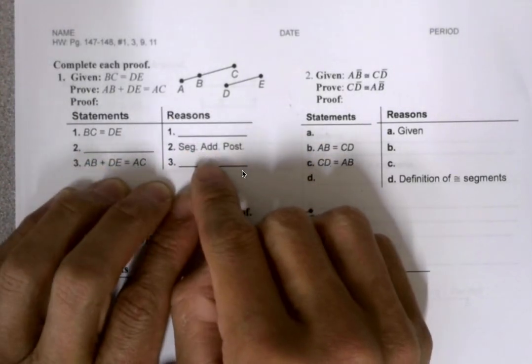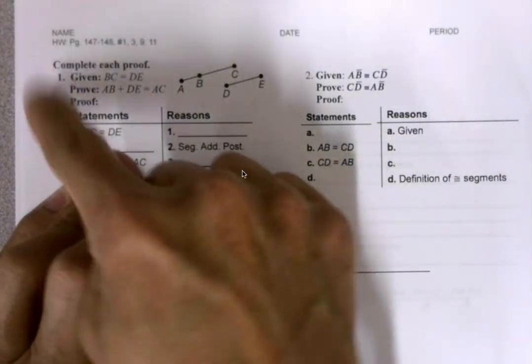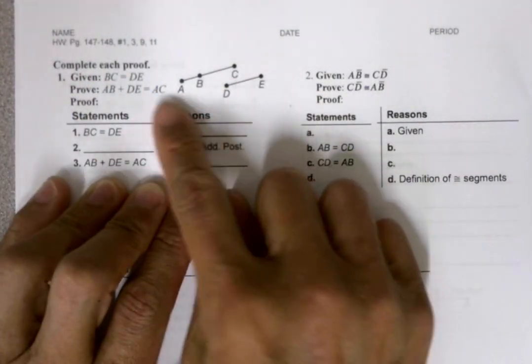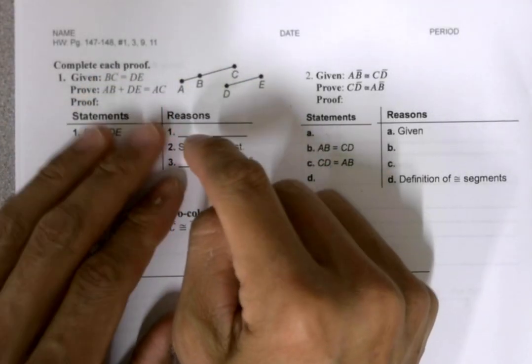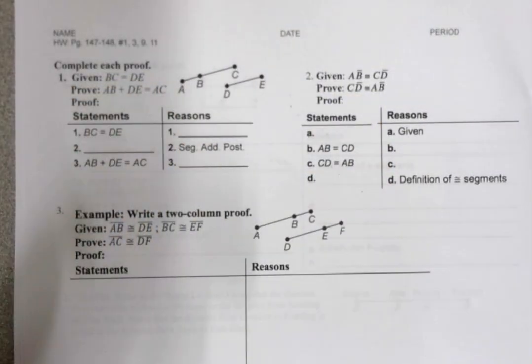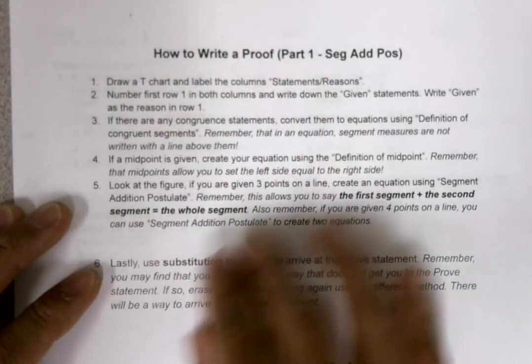So now we're looking at the second page of 2.7, this number 1 here on the left side. We're given this equation, and we want to write our proof, right? And again, how do we write a proof?